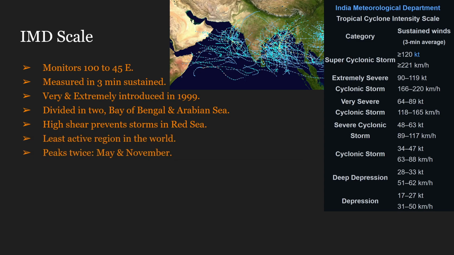Again, this region is the least active in the world and surprisingly actually peaks twice, once at the start of the monsoon season, and again at the end. The super cyclonic storm, as you can see there, sustained winds of 221 kilometers per hour is equal to 137 miles per hour, which is around low middle category 4 equivalents on the Saffir-Simpson scale.